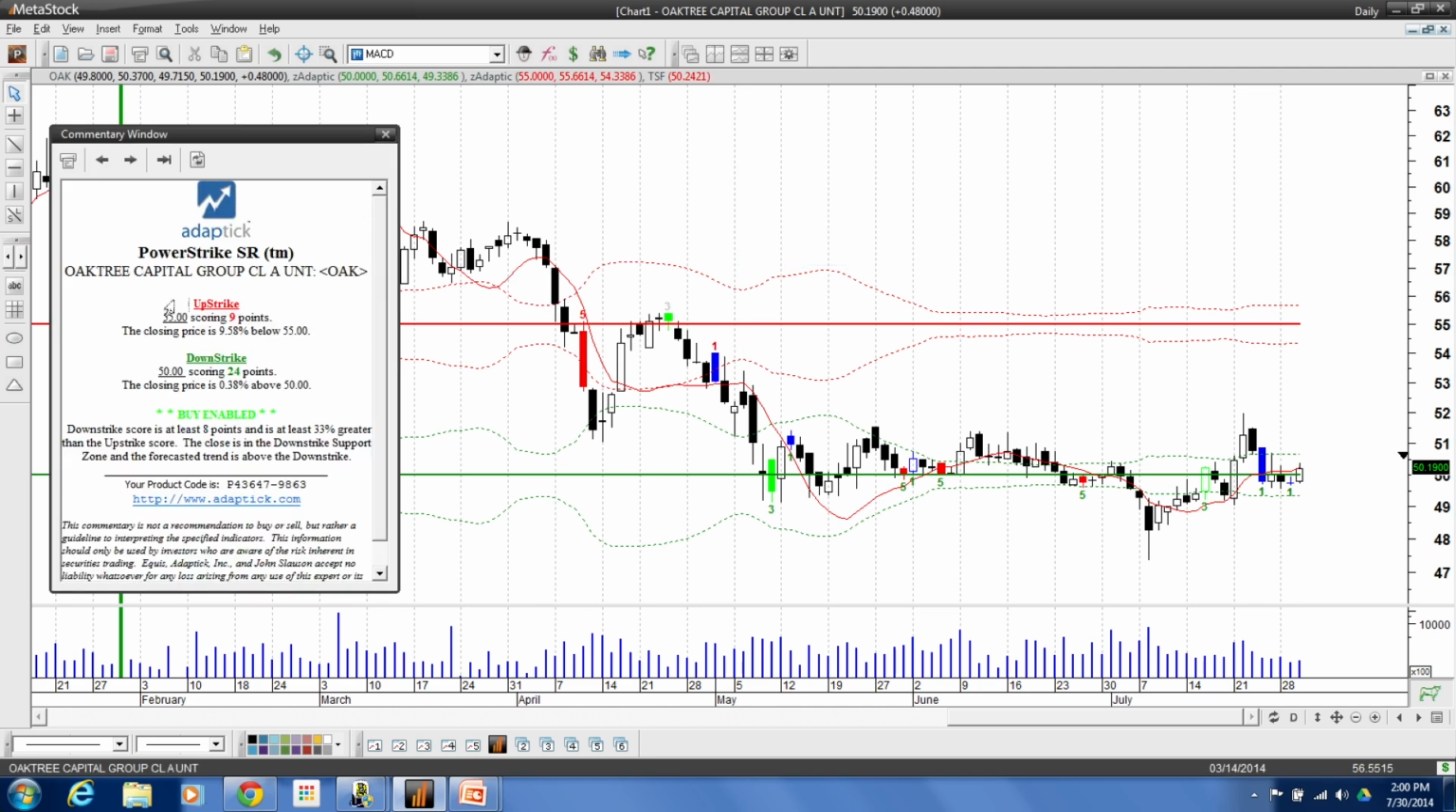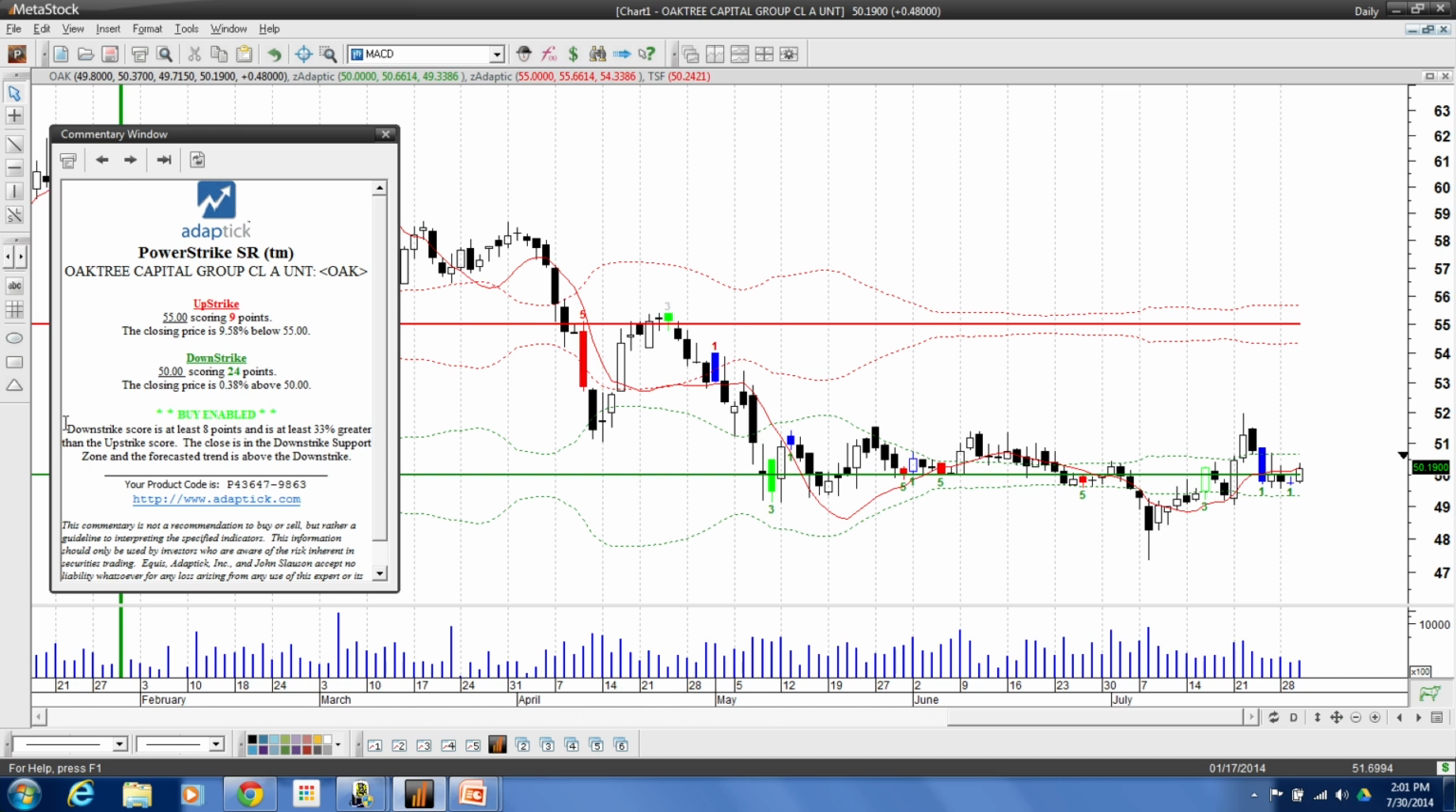So let's go into the expert commentary here. And you'll see here, we see accumulation score for our upstrike and downstrike. Our upstrike here is at 55, giving us 9 points. So 9 points around the upstrike. Down here, our downstrike's at 50, so our price level at 50 is scoring at 24 points. So cumulative points around the downstrike is 24. So that triggers down here a buy.